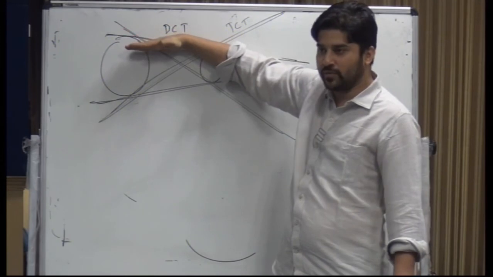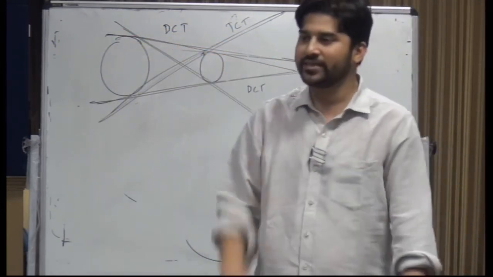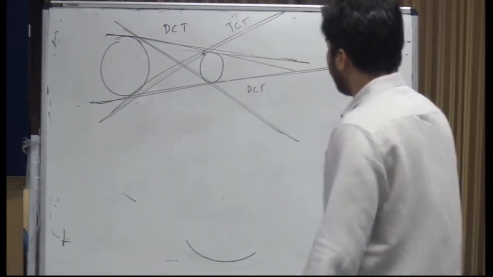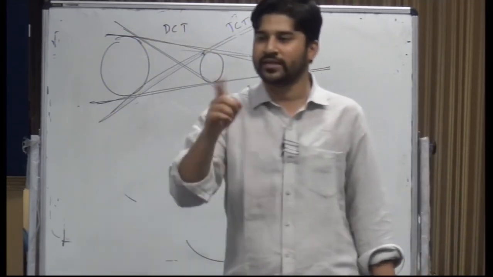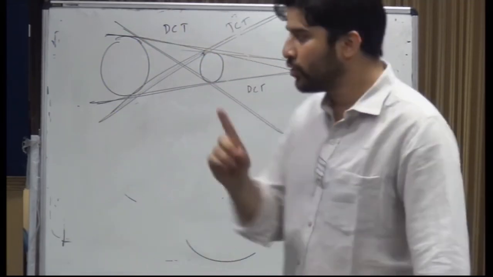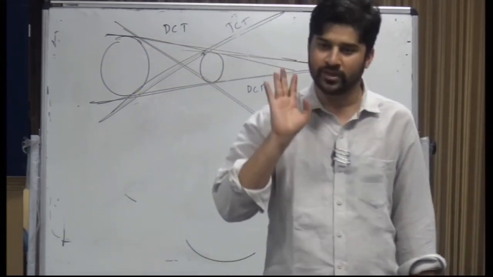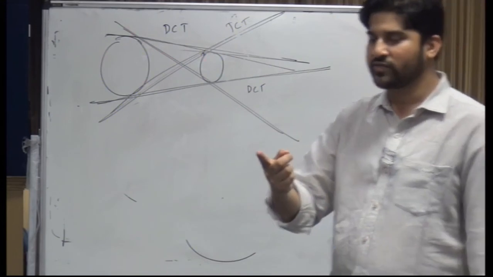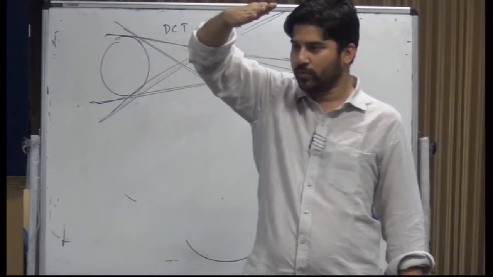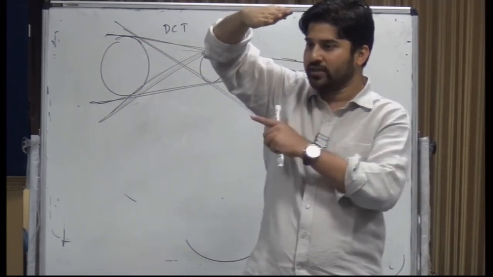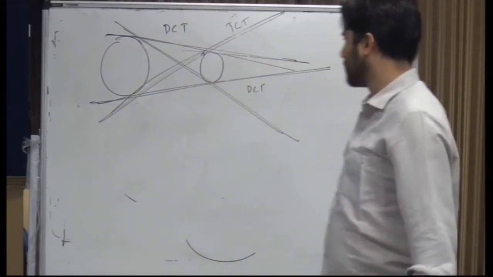If for a common tangent both the centers are lying on the same side, then that common tangent is a direct common tangent. And when the centers are lying on opposite sides, that common tangent is transverse. So how do we define a common tangent? Any tangent common to two circles is called a common tangent. Direct common tangents are those such that the centers are lying on the same side. And transverse common tangents are those where the centers are lying on opposite sides.